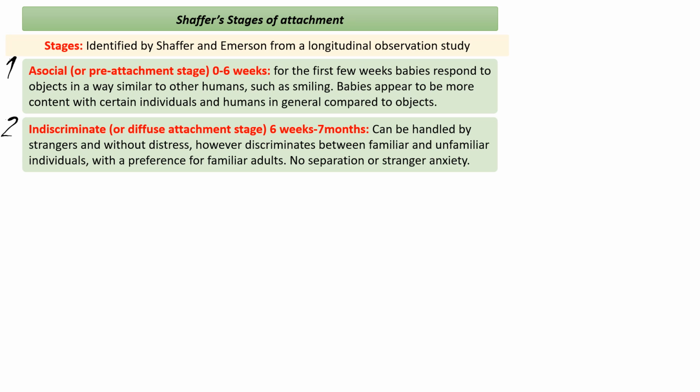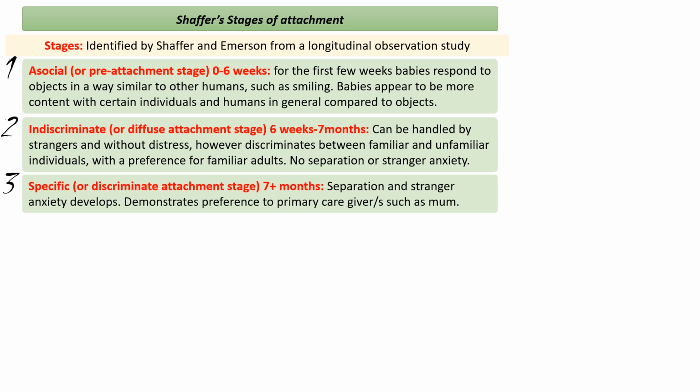Now what happens in the next stage is specific or discriminate attachment, and this is from about 7 months onwards. At this stage, separation and stranger anxiety starts to develop. Mum leaves the room, the baby will start crying. A stranger enters, the baby will get a little closer to mum. The baby is left alone with a stranger, the baby will start crying. At this point, the baby will tend to have a clear preference for one primary caregiver, or maybe 2, but generally it'll just be mum.